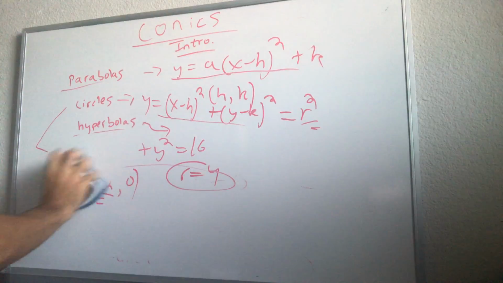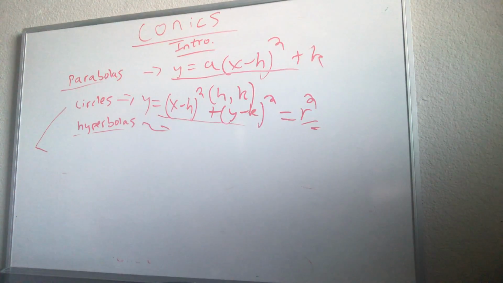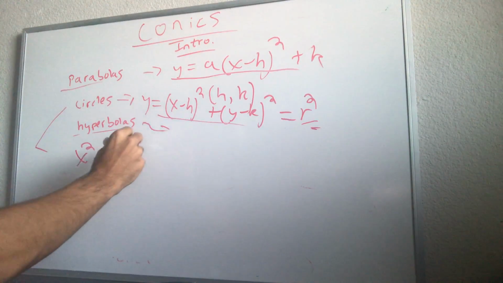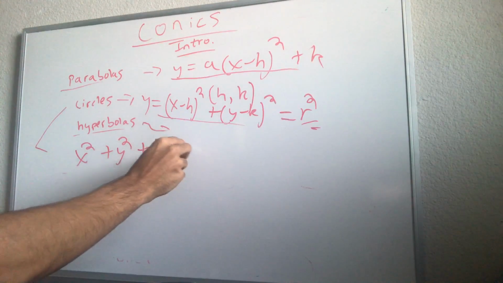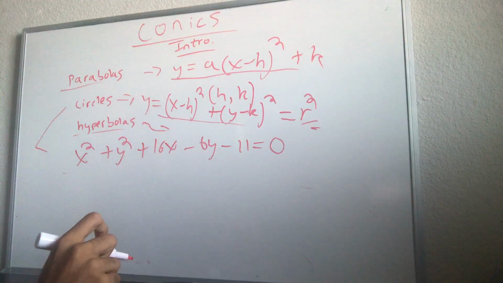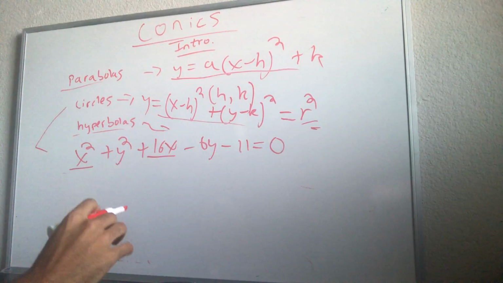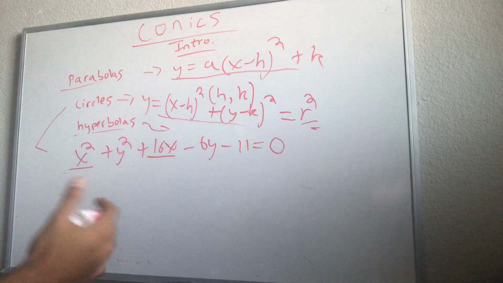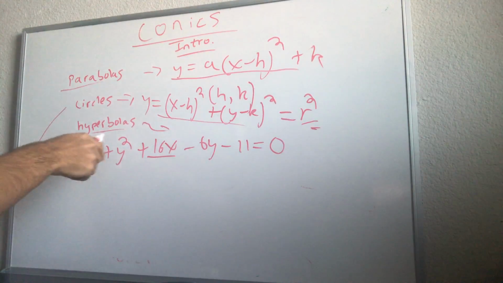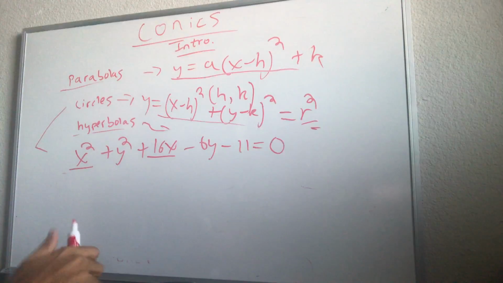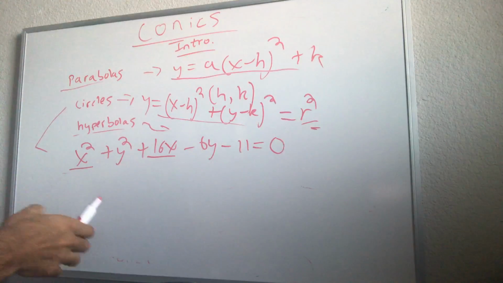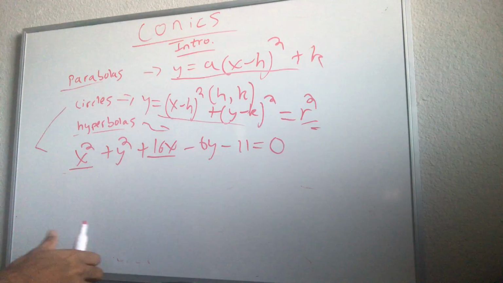Now, something more to do with circles, you may be given something like one of the previous equations I showed: x squared plus y squared plus 16x minus 6y minus 11 is equal to 0. You know it's a circle just by recognizing that the coefficients are identical, they're both 1. But how do you put this in the standard form? If you recall from one of my previous lessons, the best way I would recommend is completing the square.